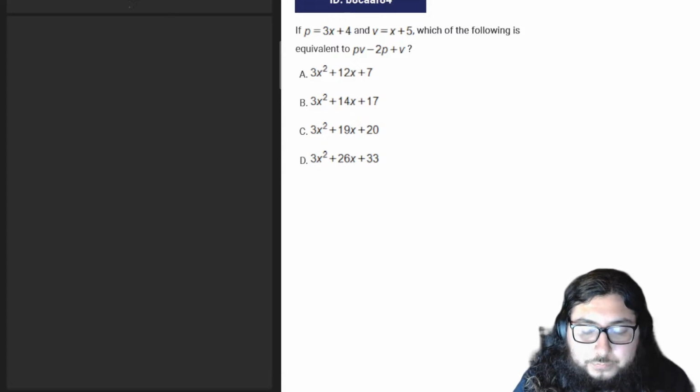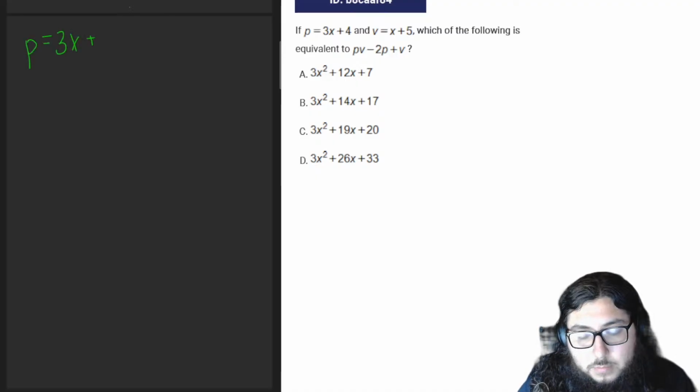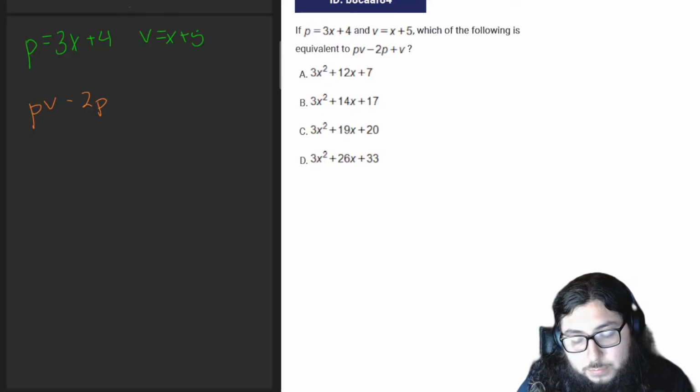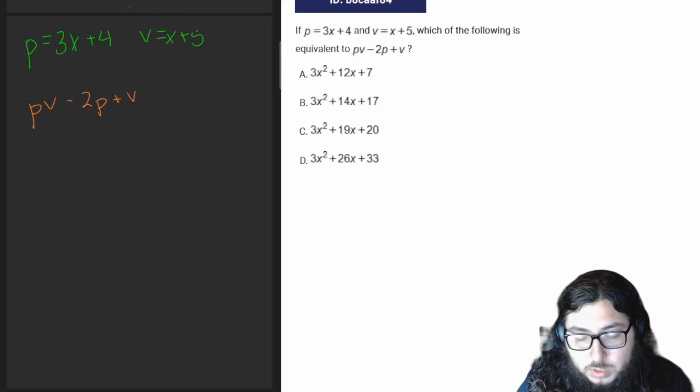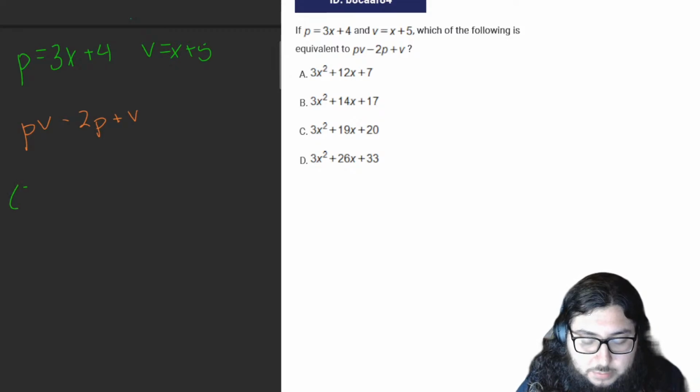All right. So if P is equal to 3x plus 4 and V is equal to x plus 5, which of the following is equivalent to PV minus 2P plus V? So this is just like substituting, if you have x equals 3, substituting that into another expression. So everywhere we see P, we're going to write 3x plus 4.